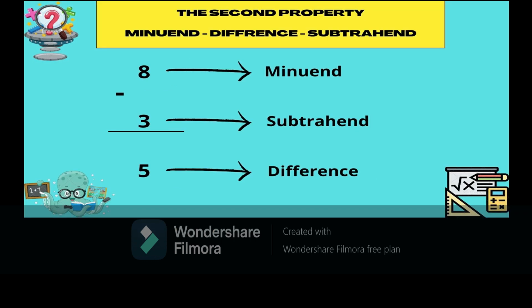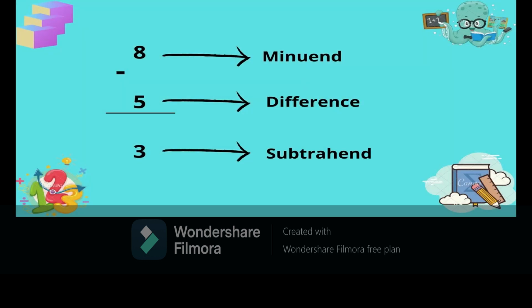The second one is minuend less difference equals subtrahend. Now we are going to see the second property that tells us that the minuend less difference is equal to the subtrahend. Now we are going to look at subtraction and its terms. Then we take the terms of the minuend and the difference and do the subtraction. We can see that the result is the subtrahend.